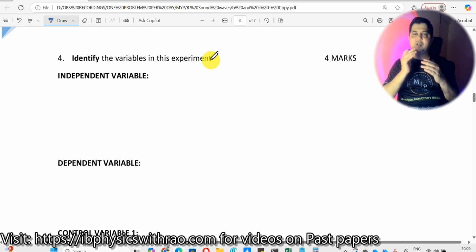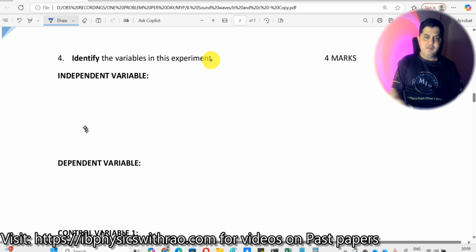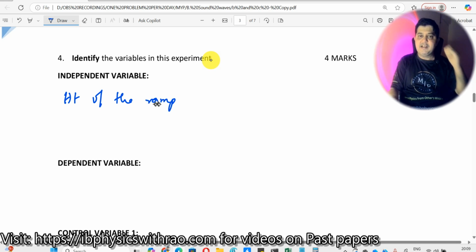Okay, if you're clear about it, 70% of your problem is only about understanding, plus 30% is only reflecting. Now, independent variable. What's the independent variable here? It's the height of the ramp. Height of the ramp. Okay, just don't mention height of the ramp alone.